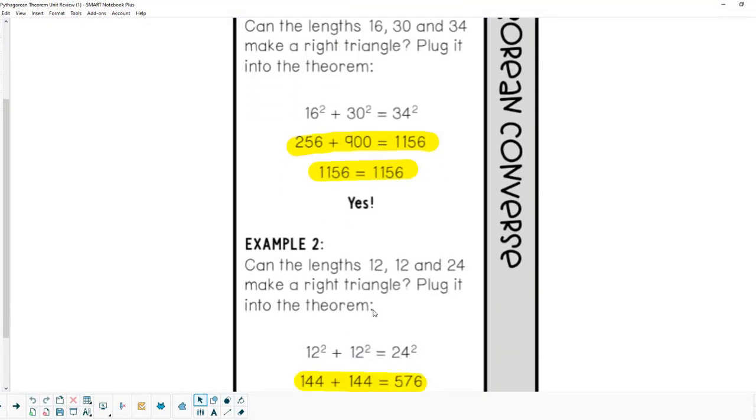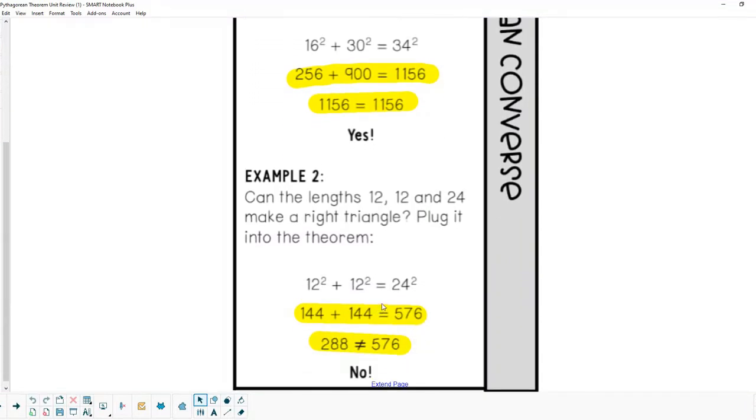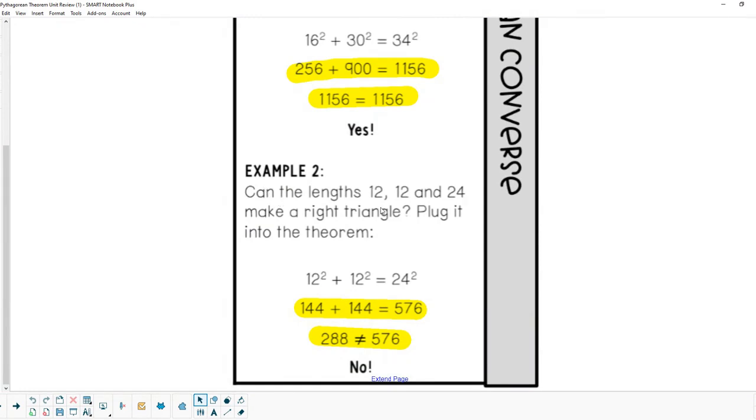However, if you do it, for example, on the lengths of this triangle, 12, 12, and 24, if you plug those in and square them, you find out that on the left side you get 288, and on the right side you get 576. So they are not equal, so that means this could not be a right triangle.